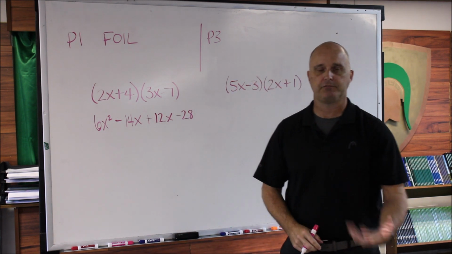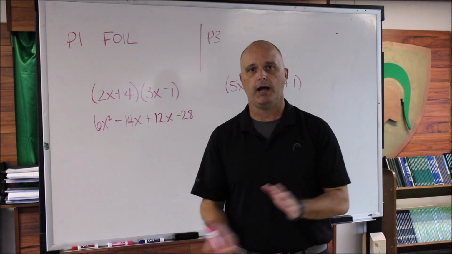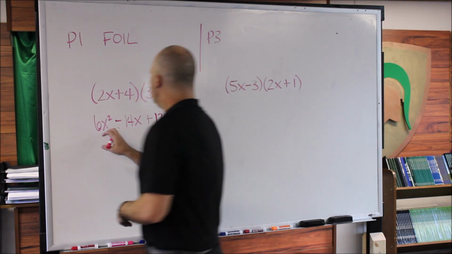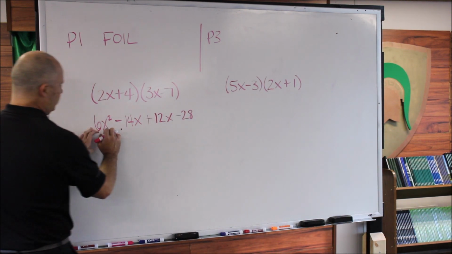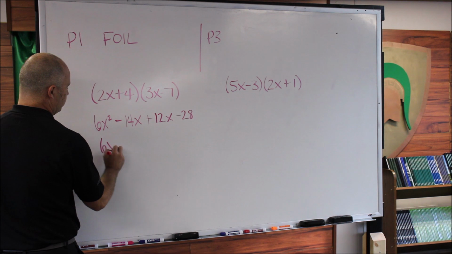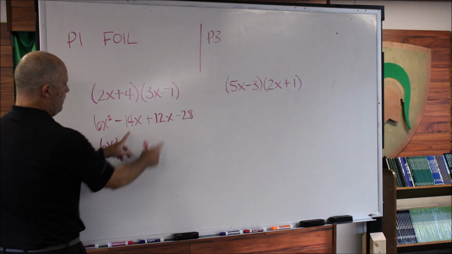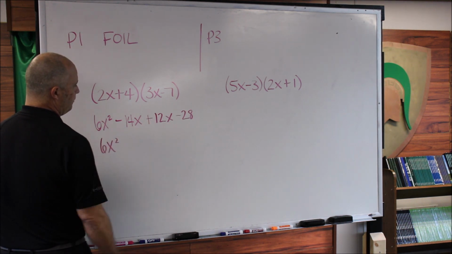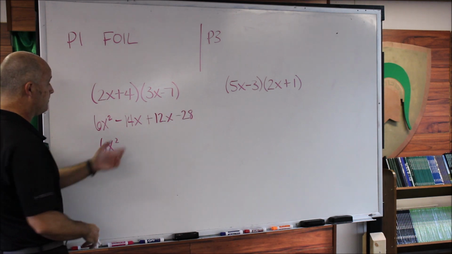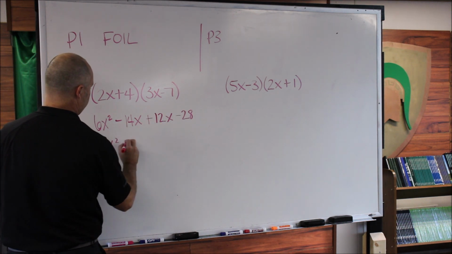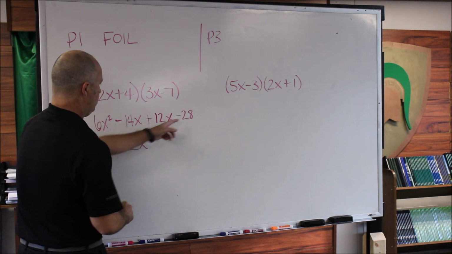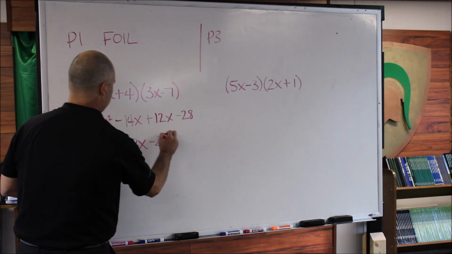Now the next step in this process is to go ahead and combine any like terms that you've got. So the 6x squared is the only squared term that we have. The inside terms here, those are the ones that we're going to be able to combine together. Negative 14x plus 12x is going to be negative 2x, and then minus 28.